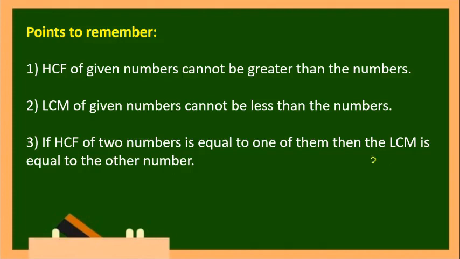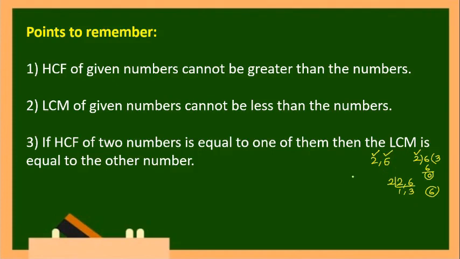Let's take 2, 6. The HCF of 2 and 6 is 2, as 2 divides 6 with remainder 0. Then what is the LCM of 2 and 6? 2 once, 2 3 times, so 2 into 3 is 6. So if 2 is the HCF out of 2, 6, compulsorily 6 becomes the LCM. So that is what this statement is telling: if one of the two numbers is the HCF of those two numbers, then the other number must be the LCM.